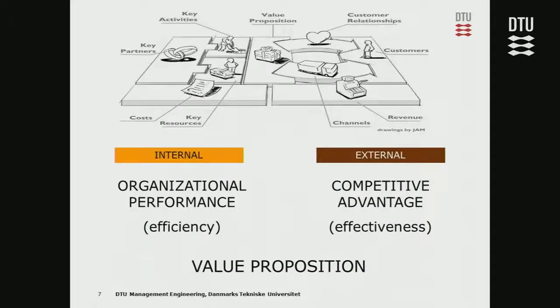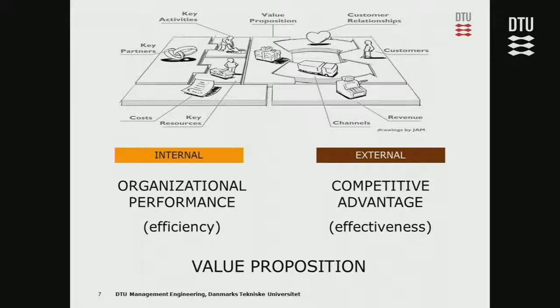So basically, we have an internal side, which are organizational performance. Last time we talked about efficiency and effectiveness. And the left side is all about efficiency. How do we make things work best and easily within our company? Whereas the right side is the competitive advantage. What are the value proposition we pose to our customer, and how does this customer relate to it? What is it that we want the customer to buy, and how do we present it to the customer? How do we connect to the customer?